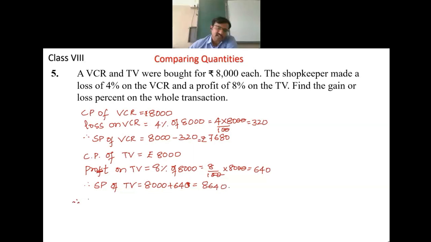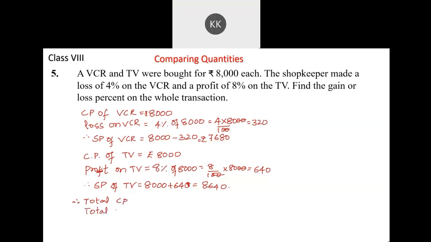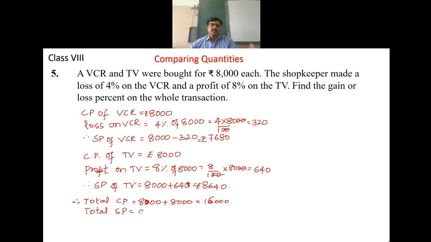Therefore, we will find the total CP and total SP. The total CP is 8,000 plus 8,000, which is 16,000. The total SP is 8,640 plus 7,680, and it comes out to be 16,320, isn't it?